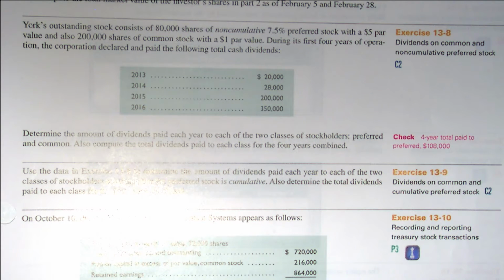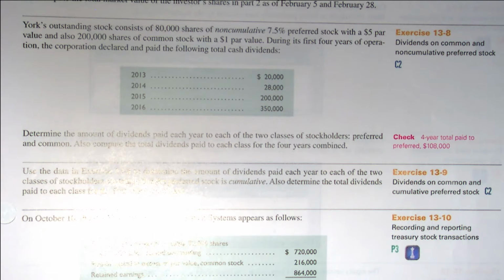York's outstanding stock consists of 80,000 shares of non-cumulative 7.5% preferred stock with a $5 par value, and also 200,000 shares of common stock with a $1 par value. During its first 4 years of operation, the corporation declared and paid the following total cash dividends. And you can see those amounts there. Determine the amount of dividends paid each year to each of the two classes of stockholders, preferred and common.